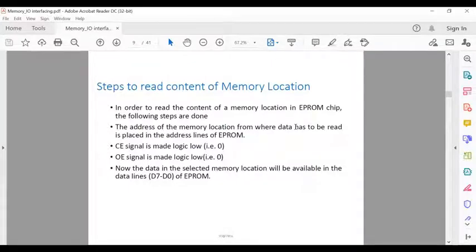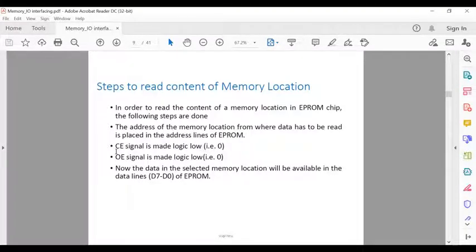Now there are some steps that are executed by the 8085 to read the contents of a memory location in an EPROM IC. The first one is that the address of the memory location from where data has to be read is placed in the address bus of the EPROM.